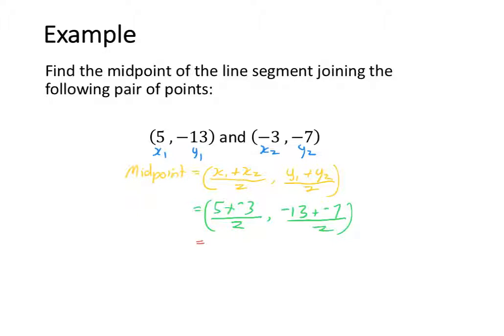So 5 plus -3 is 2 divided by 2. -13 plus -7 is -20 divided by 2. So that is going to equal 2 divided by 2 is 1. -20 divided by 2 is -10. So the set of coordinates for the midpoint of a line that goes from 5 and -13 to -3 and -7 is going to be 1 and -10.